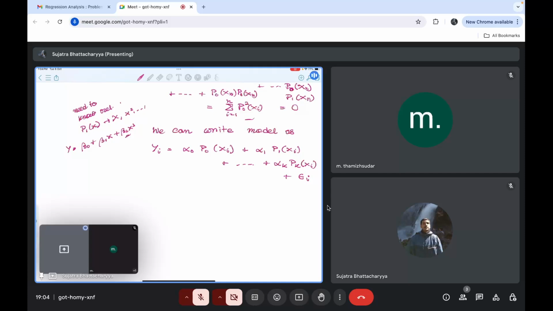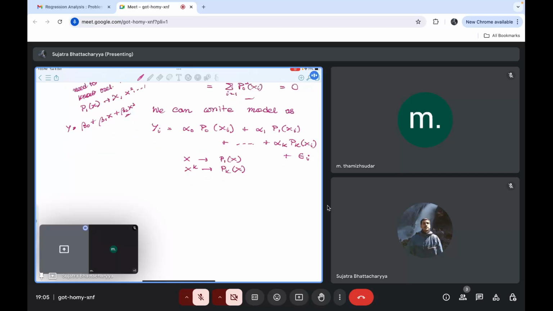So we are replacing x with p1, or x to the power k with pk(x). Just remember this. We are not writing that this is actually x, it is not like that. So this is one of the things.